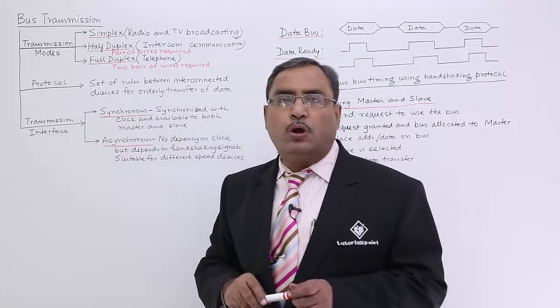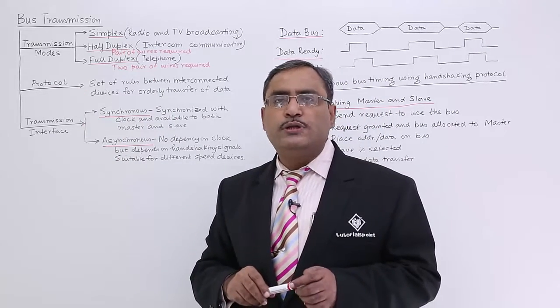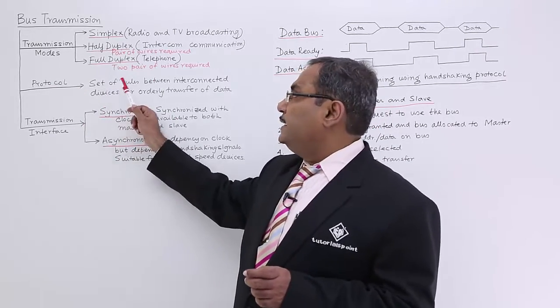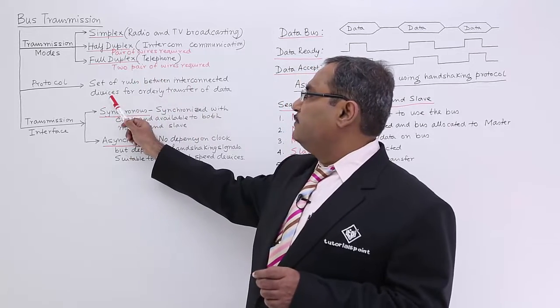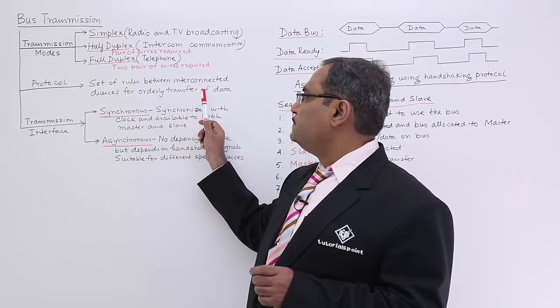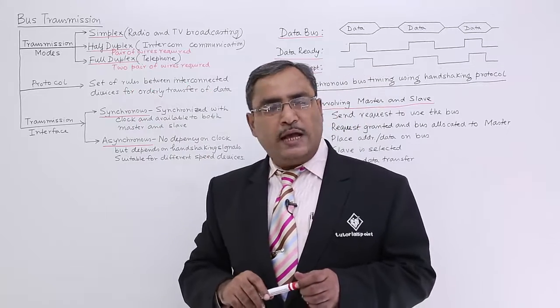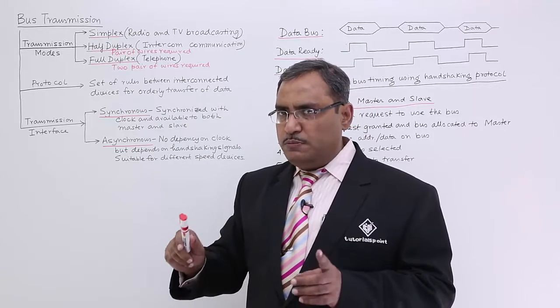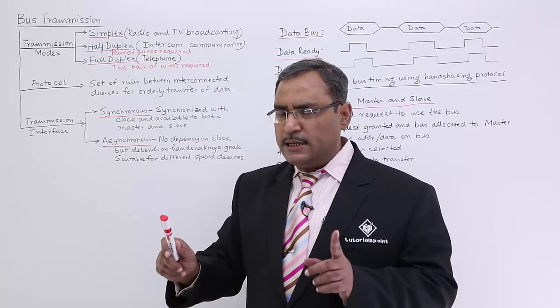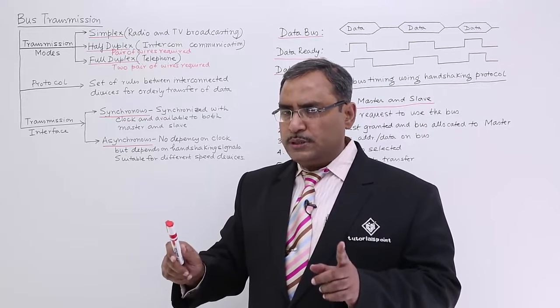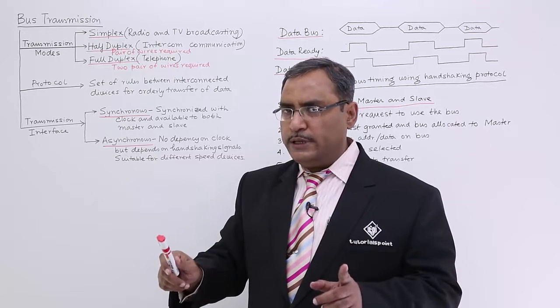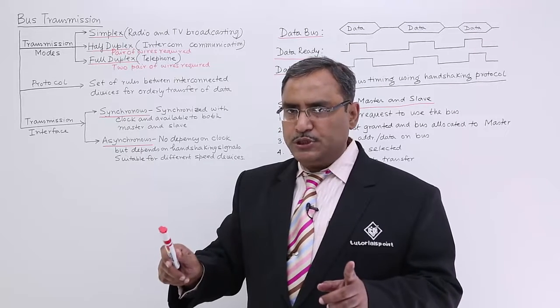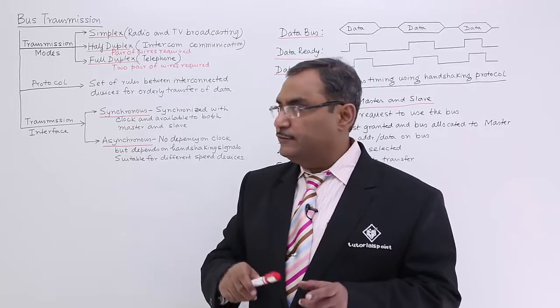Next one is protocol. Protocol means rules and norms. The set of rules between interconnected devices for orderly transfer of data. So, that is known as a protocol. That means while having the transmission between two communicating devices, there should be some rules, some regulations, some norms, so that the data transmission will be fruitful and effective.